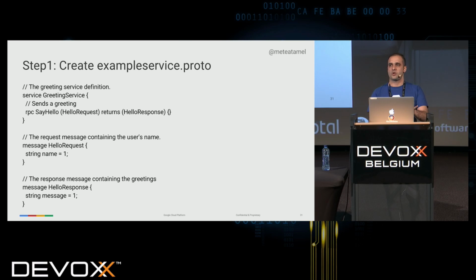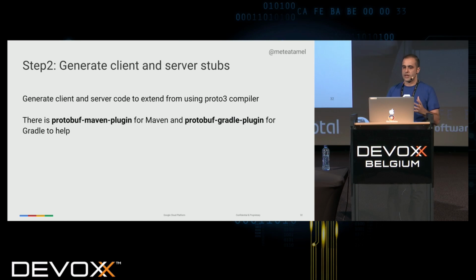So once you have this proto, you define your service. From here, you generate code. So if you are a Maven user, there's a protobuf Maven plugin. And if you are a Gradle user, there's a protobuf Gradle plugin. So using these, you just point to the service definition file, and this creates the client stubs and some server code for you to extend from.